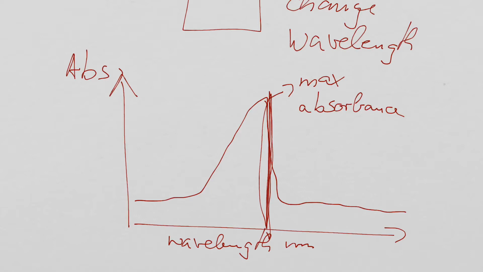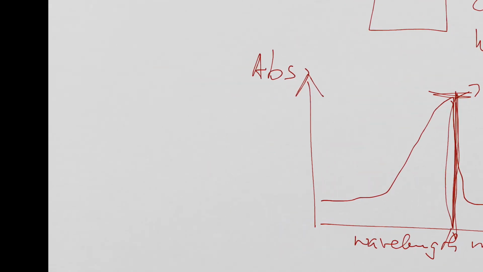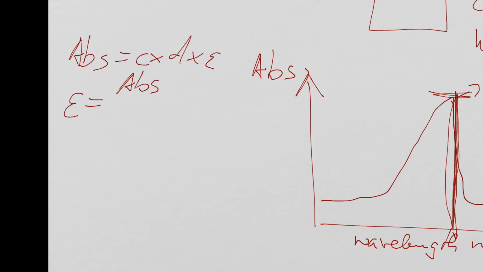And just simply knowing the absorbance, knowing the concentration, knowing the path length, I just simply rearrange my Beer-Lambert law. Absorbance equals C times D times epsilon. Epsilon equals absorbance divided by C times D. And I get my extinction coefficient. Simples.